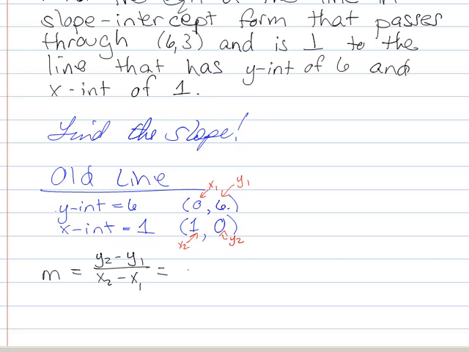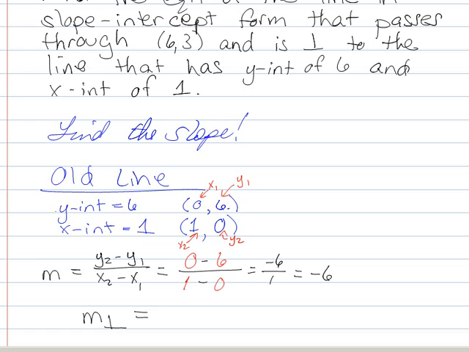So I've got y2 minus y1 over x2 minus x1, which is 1 minus 1 is 0. So I've got negative 6 over 1, which is the same thing as negative 6, right? Okay, so if my slope for this line is negative 6, what would the perpendicular slope be?